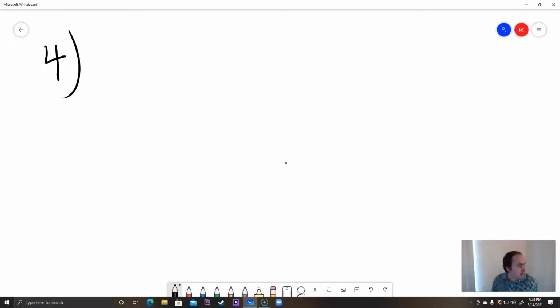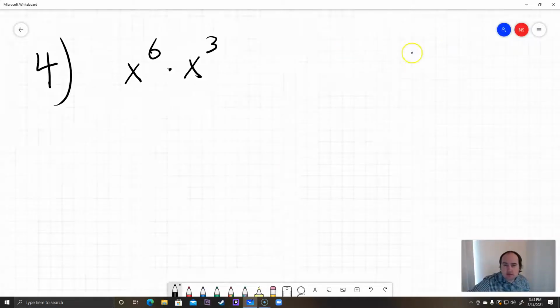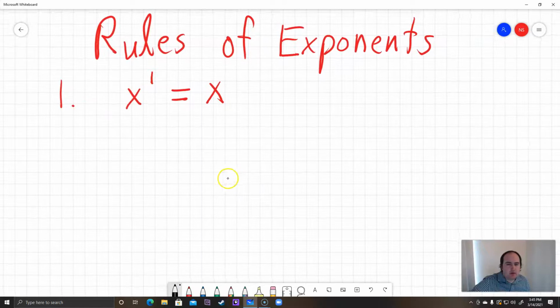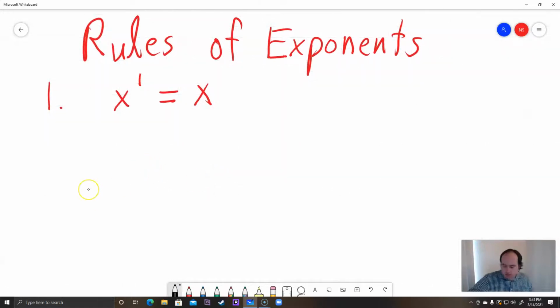So for example number 4, we're going to be doing x to the 6th power times x to the 3rd power. Okay? X to the 6th power times x to the 3rd power. All right, so before we do this, we need another rule of exponents. So let's go back to our rules of exponents. So this is going to be rule number 2.